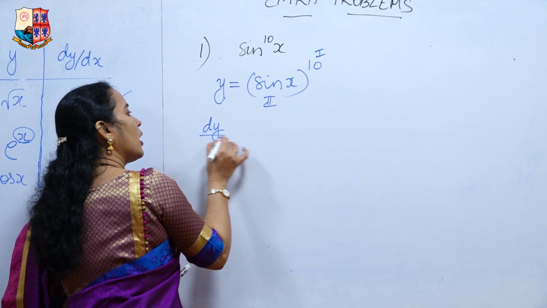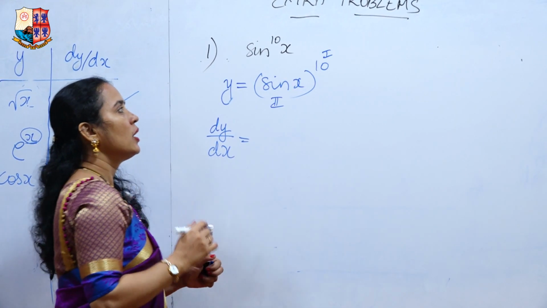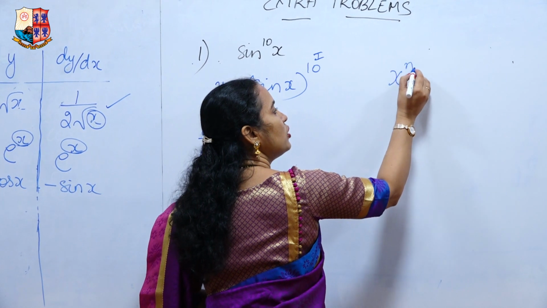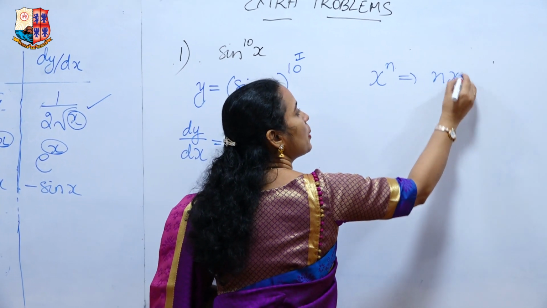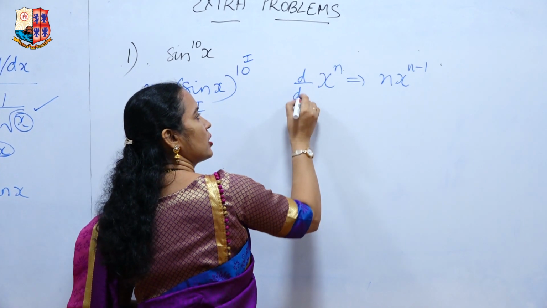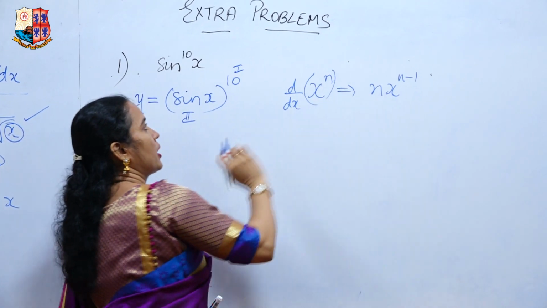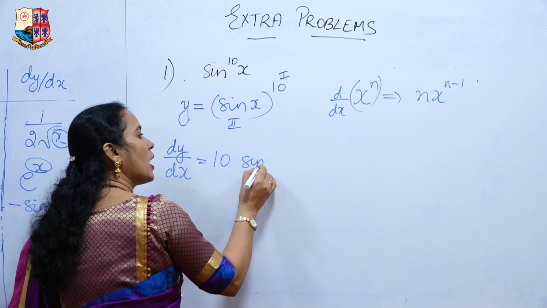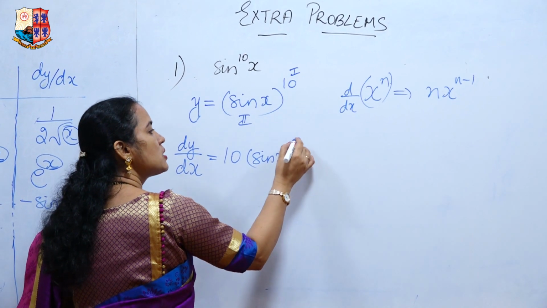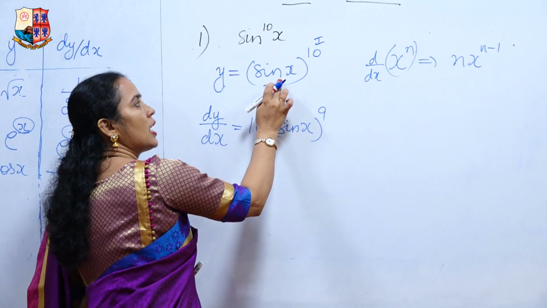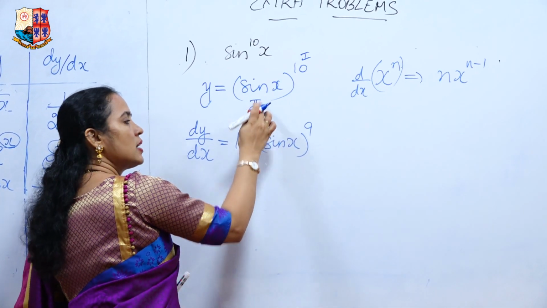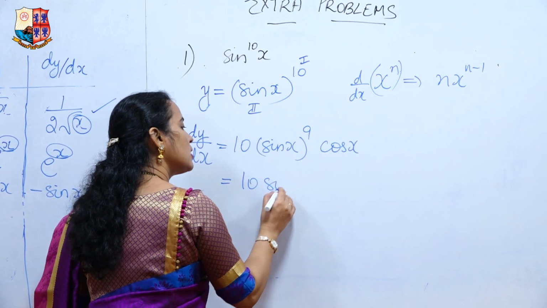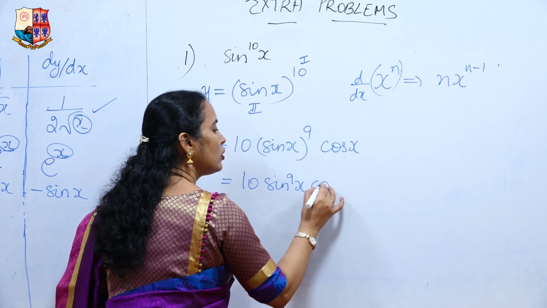So dy by dx will be equal to, it is of x to the power n form. X to the power n, when you differentiate you get n x to the power n minus 1. Don't forget. Bringing the power down, subtract 1 from the power. So the same concept, bring the power down, 10 sin x whole power, 10 minus 1 is 9. Sin x, so done with this, go for sin x. Sin x, when you differentiate, cos x. You can write it as 10 sin to the power 9x into cos x.